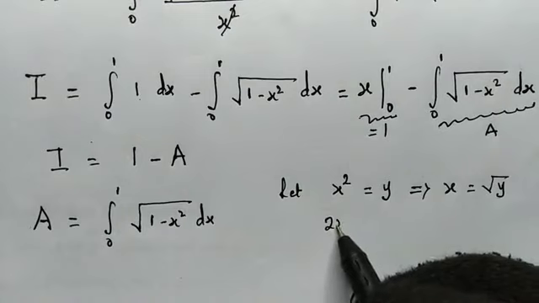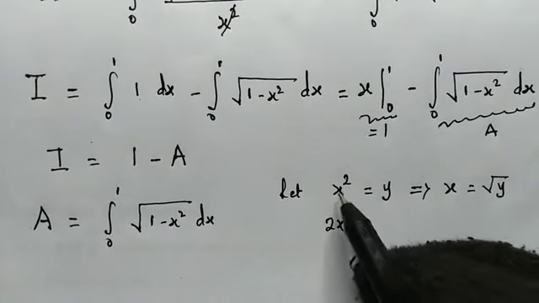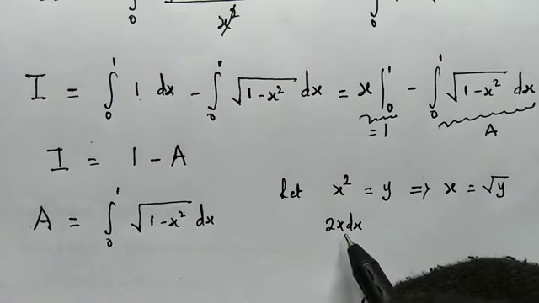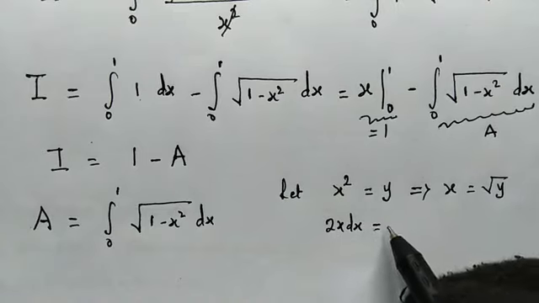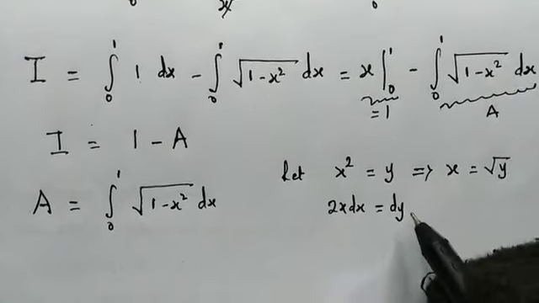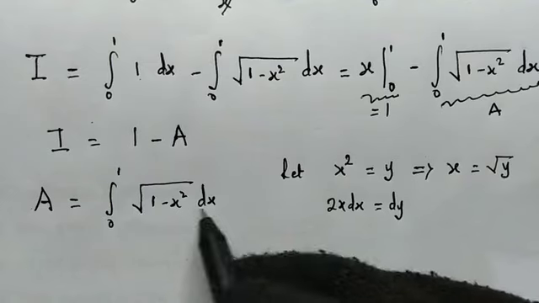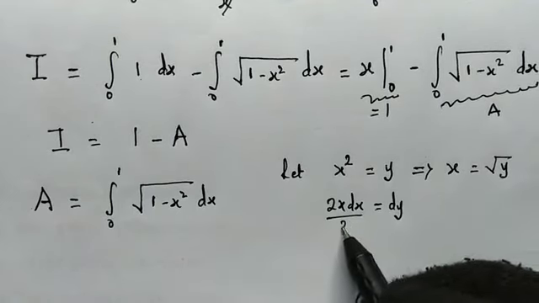So over here, let us differentiate both sides. We have 2x dx, the derivative of x squared is 2x dx, and this is equal to the derivative of y, which is just dy. So here, let's solve for dx. Divide both sides by 2x.